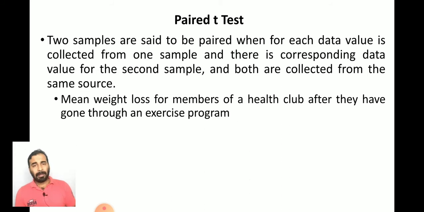So what is called paired or matched samples? Two samples are said to be paired when for each data value collected from one sample there is a corresponding data value for the second sample, but both data are collected from the same source at different time periods. What does it mean? We are having two samples selected at different times but from the same person or same entity. This is why we are calling it a dependent sample.